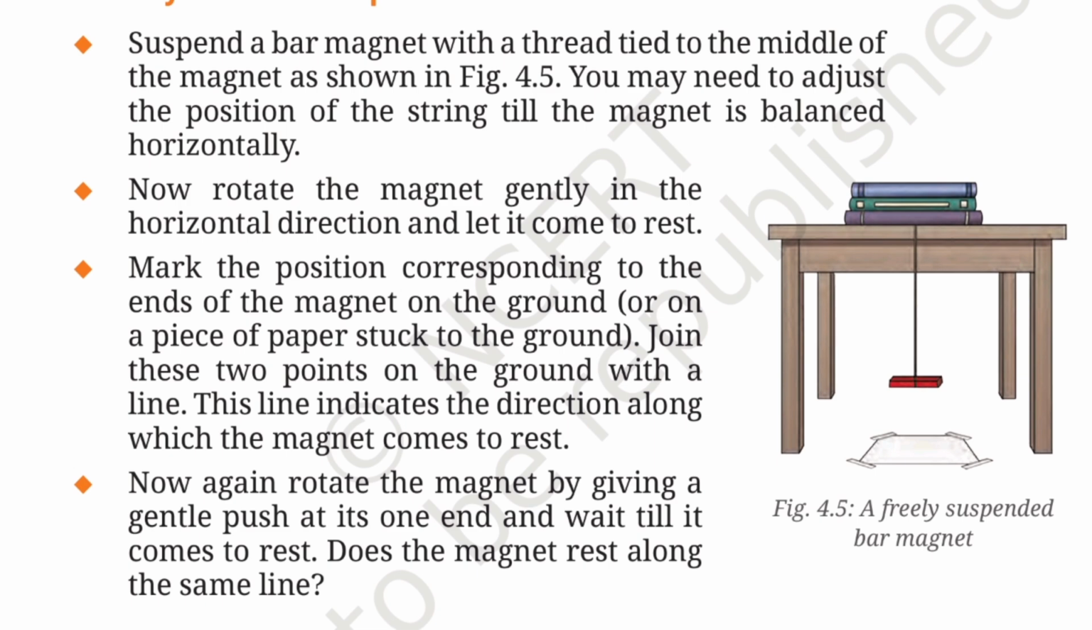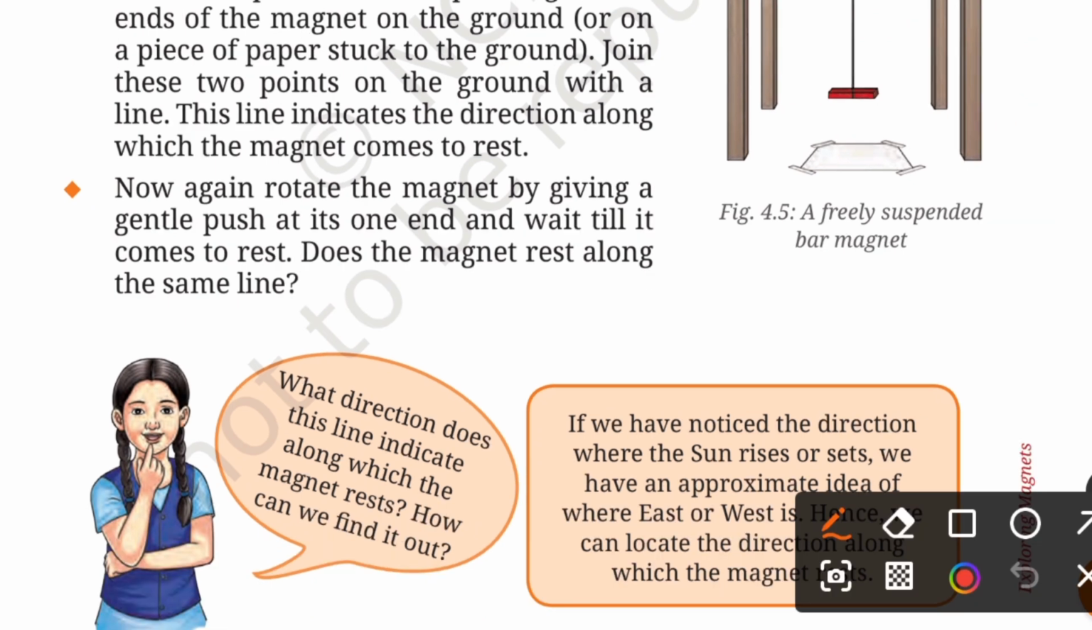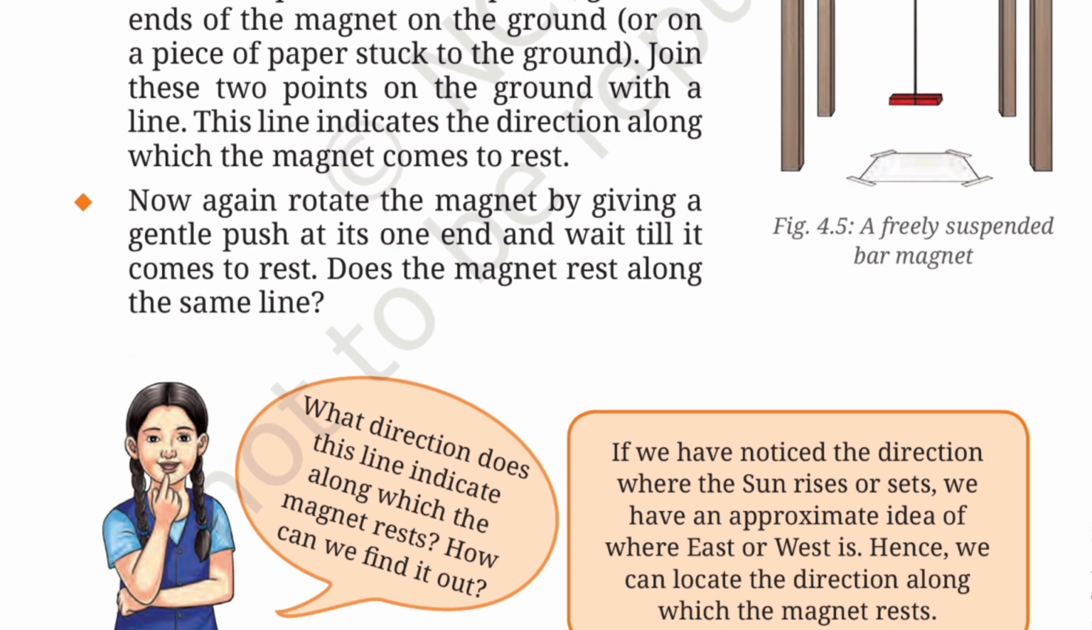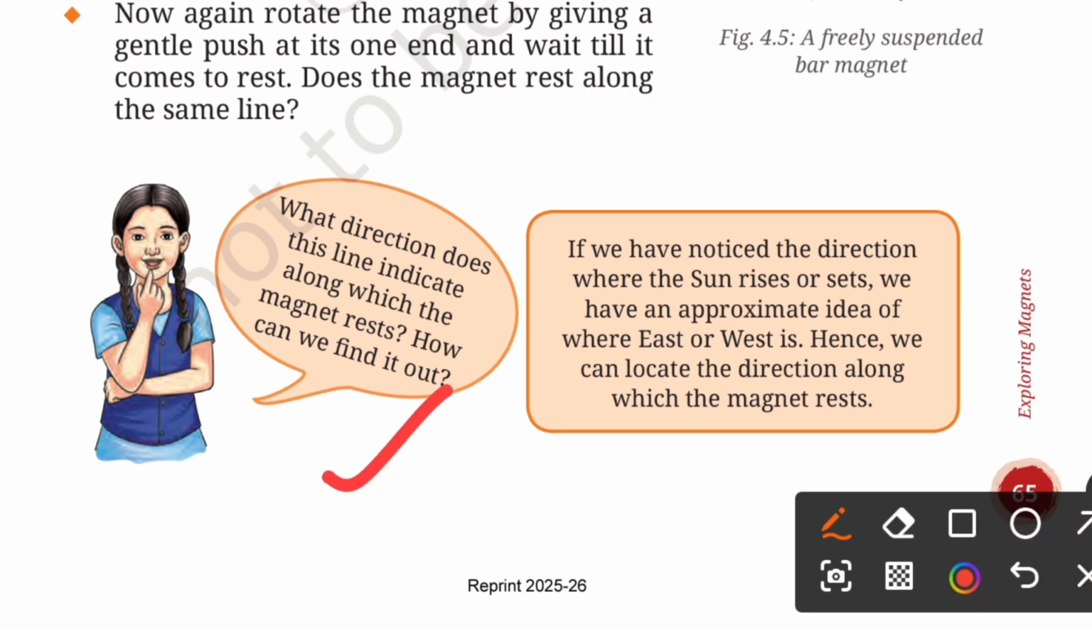Does the magnet rest along the same lines? क्या ये मैग्नेट दोबारा से इन्हीं लाइंस पे आके रुकता है? यही हमारा एक्सपेरिमेंट है. Now let us see what Reshma thinks about. What directions do these lines indicate along which the magnet rests? How can we find it out?